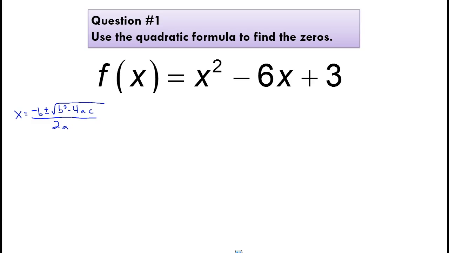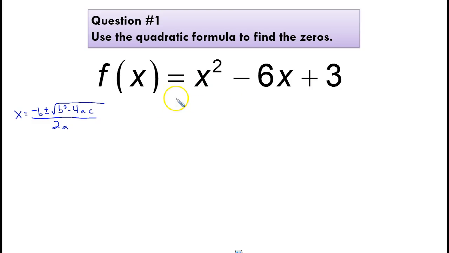Our first question today is to use the quadratic formula to find the zeros. I first need to make sure that I say that when we're using the quadratic formula, the terms need to be in order from greatest degree to lowest degree. So it should always have the squared part first, and then the x part, and then the constant part. Those terms should be in that order.